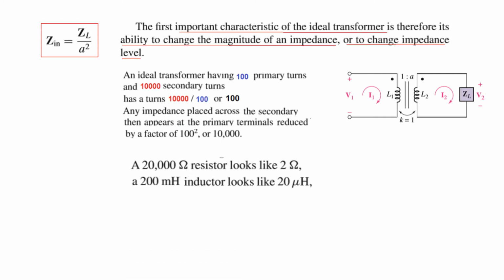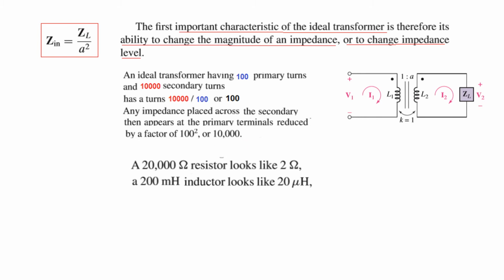So here is an example. The ideal transformer having 100 primary turns and 10,000 secondary turns, so 100 turns here and 10,000 here. Therefore, they will have a turn ratio of 100. That means A is 100. So any impedance placed at the secondary terminal will appear in the primary terminals reduced by 100 square, because we are dividing by A square, or by 10,000.